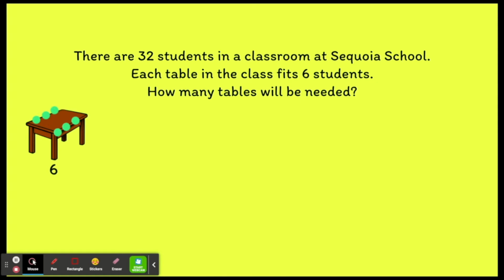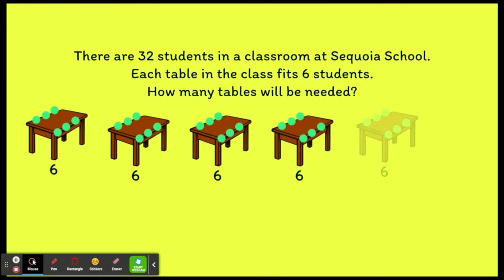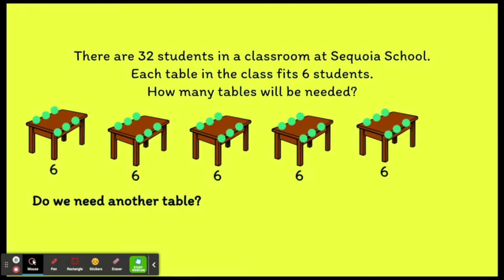So from our drawings, we know that for one table, there are 6 students. A second table, 6 students. Third table, 6 students. Fourth table, 6 students. Fifth table, 6 students. Do we need another table? Well, I know that there are 32 students in the class, and with these tables, we only have 30 students.